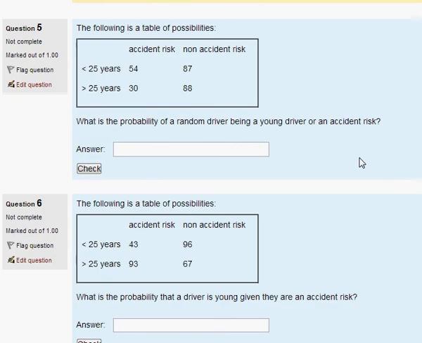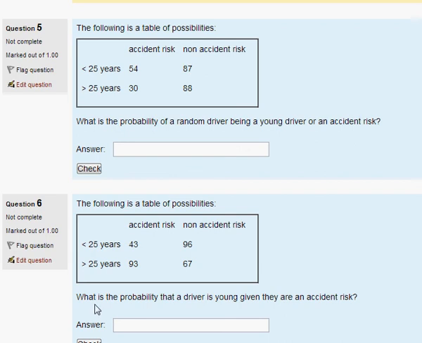So now for the last two, we ask what's the probability of a random driver being a young driver or an accident risk. Notice now we've got 54 plus 87 drivers that are young, and we've got 54 plus 30 drivers that are accident risk. So being one or the other is actually going to be 30 plus 54 plus 87 divided by the total observations. You can also do the total accident risks plus the total young, but you have to subtract off the 54 because you double count it that way.